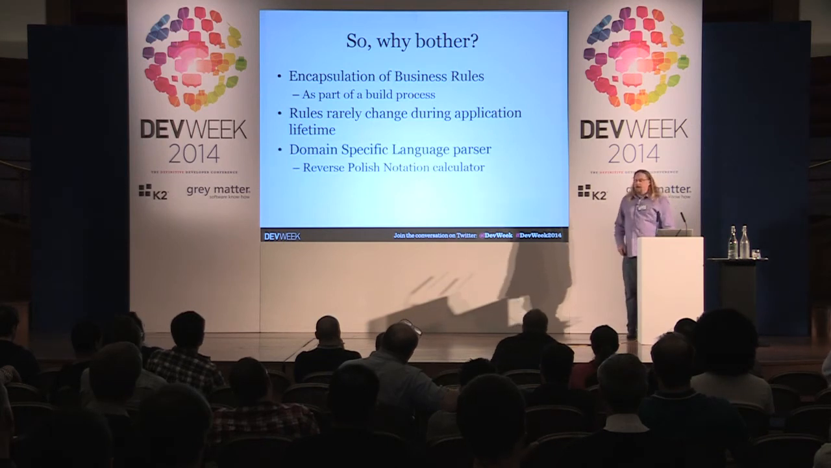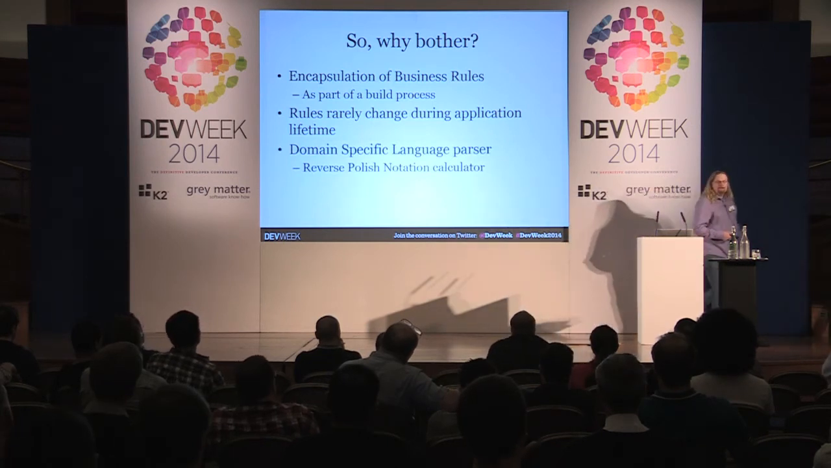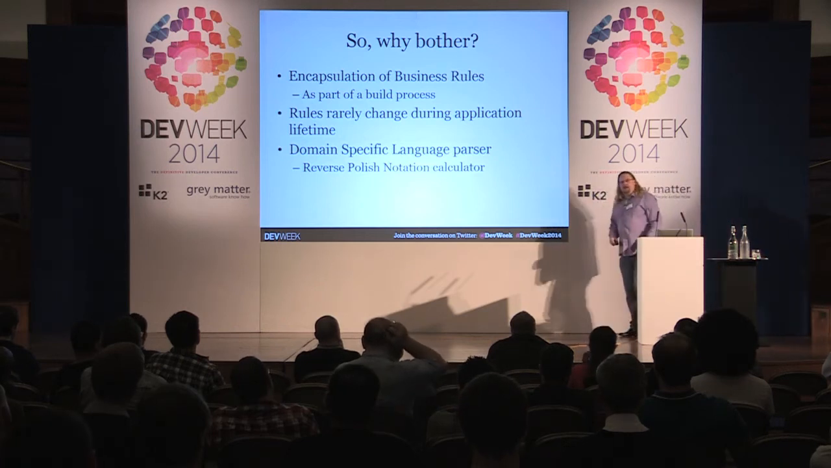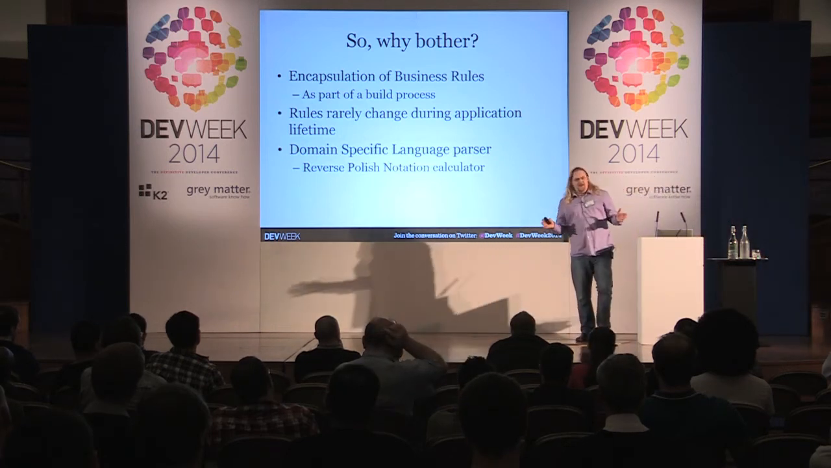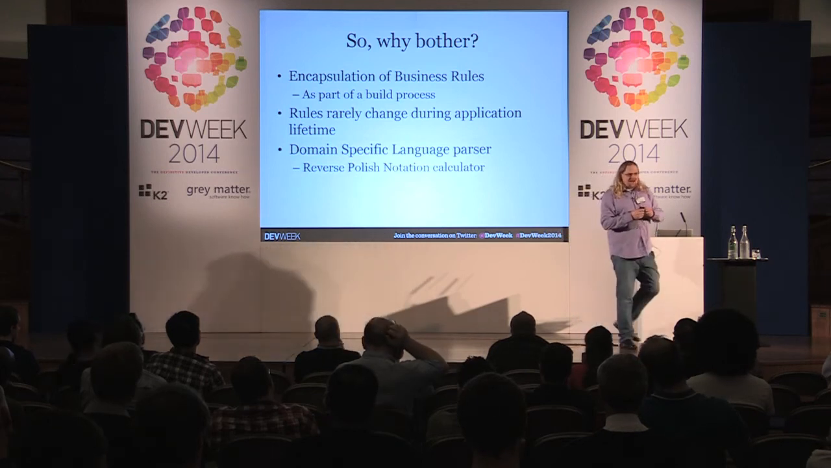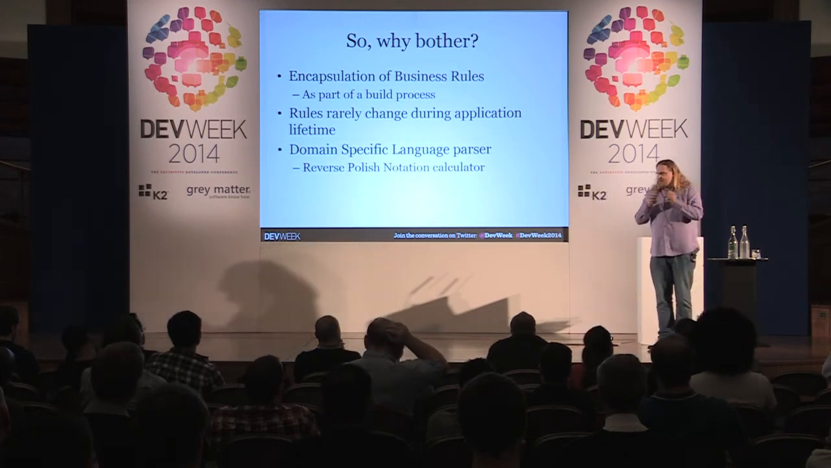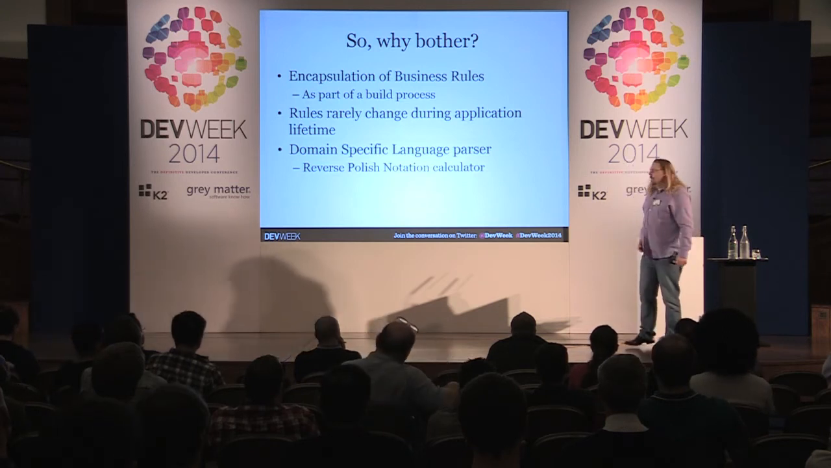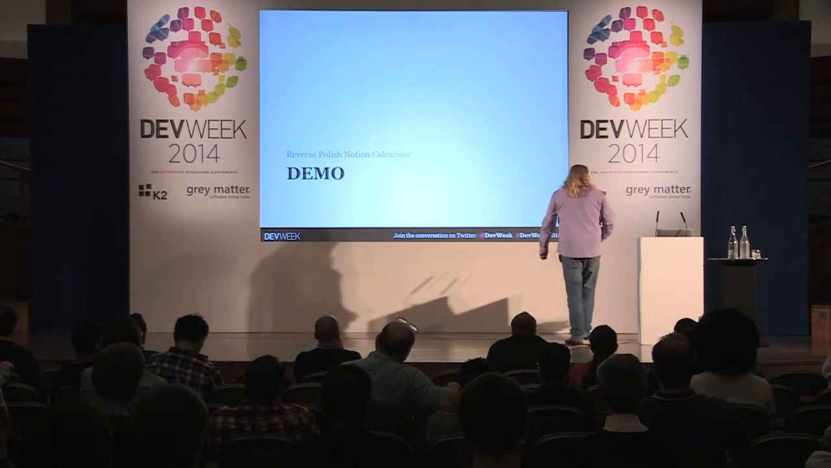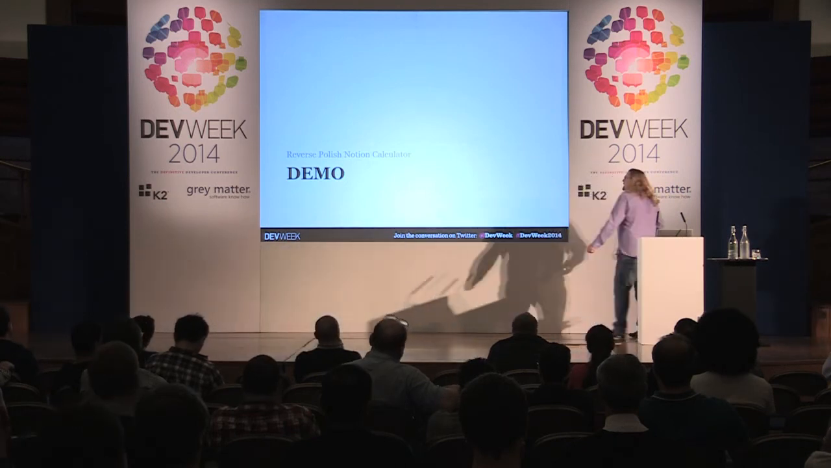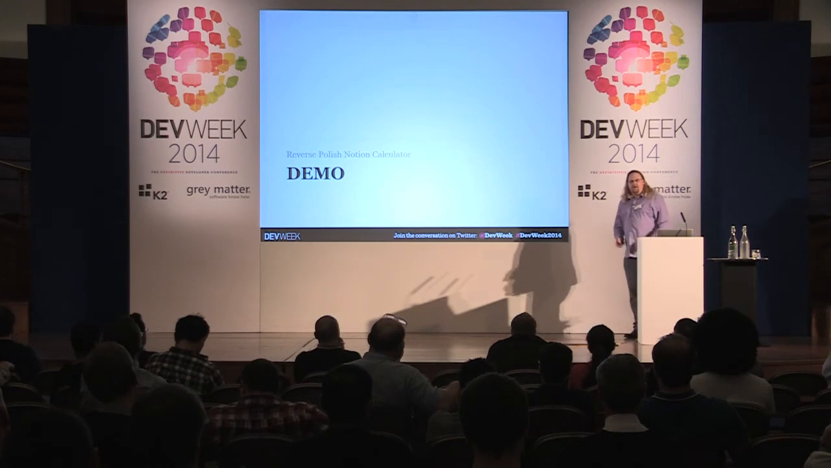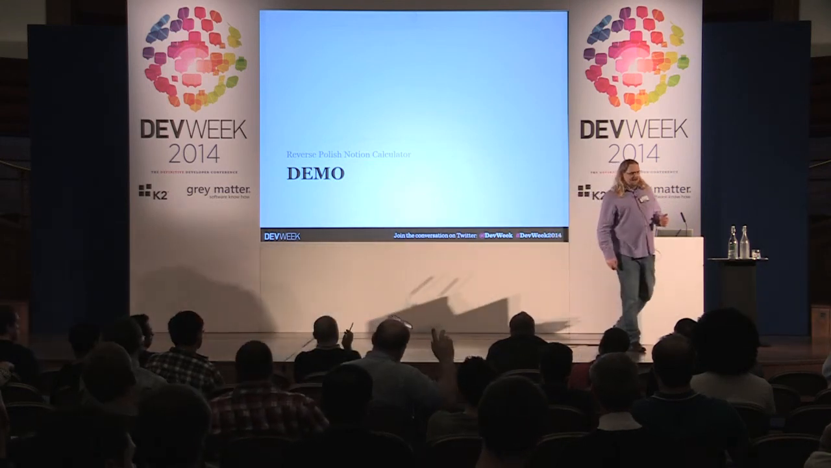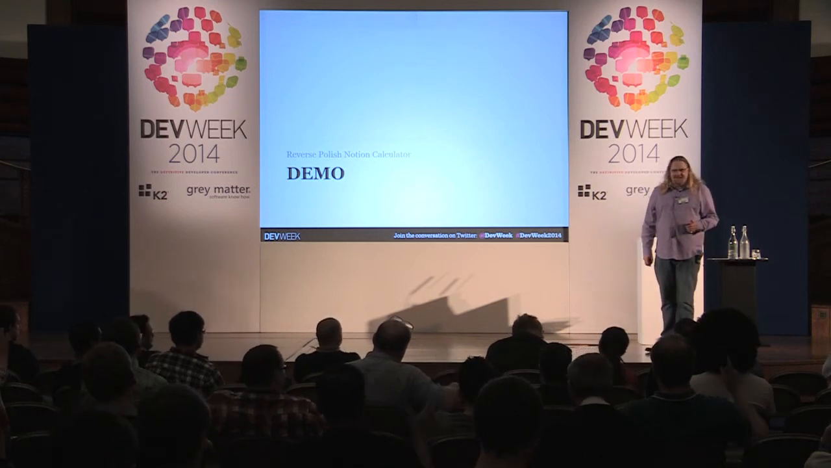So, the other big one is, how about this? How about a domain-specific language parser? How about taking something that you can express as a rule set, as a string, for example, decompose it, and then turn it into something that can be executed? The example that I'm using here is the reverse Polish notation calculator. How many people know what reverse Polish notation is? How many people don't know what it is?